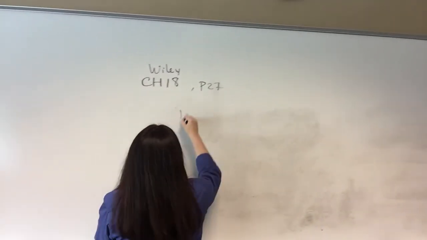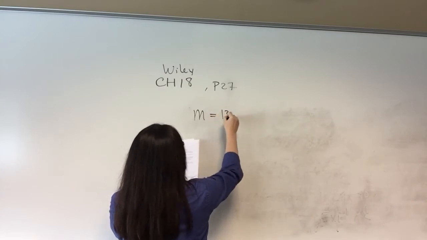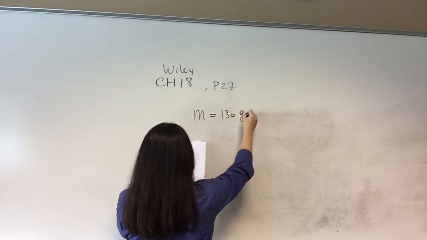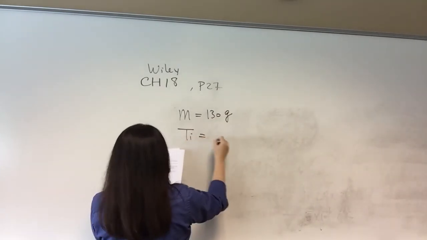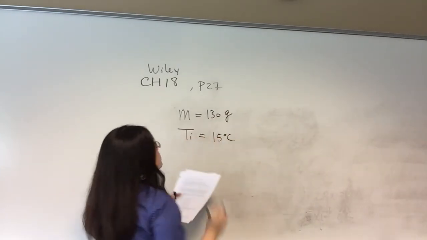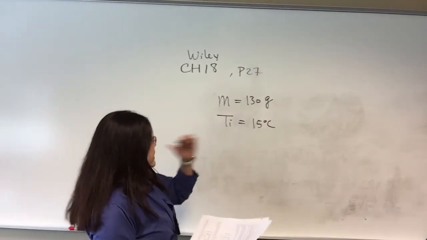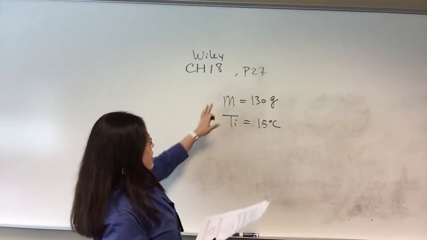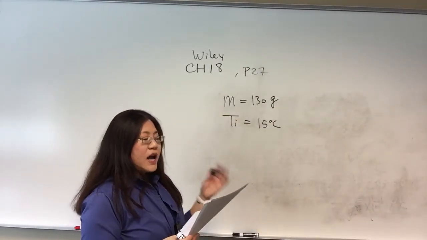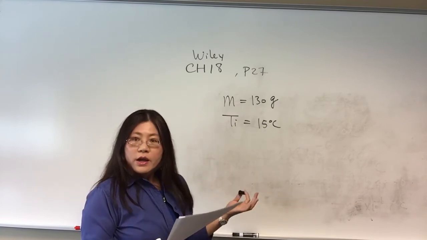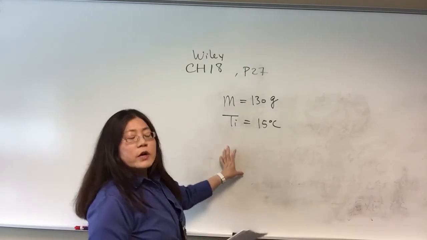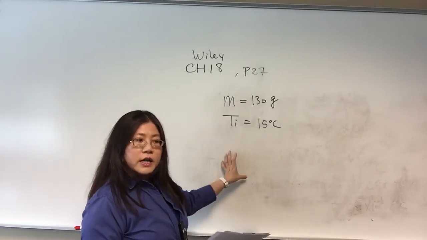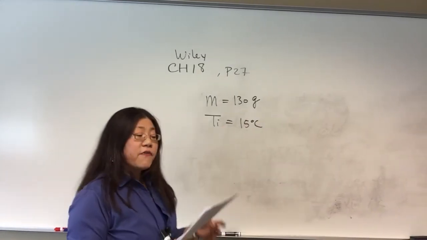So you have the mass of the silver, which is 130 grams, and the initial temperature, TI, is 15 degrees Celsius. Silver at 15 degrees Celsius is in solid form, and you want to find the minimum energy that is required in order for it to melt. So you can see that it's going from solid to liquid, so there is a phase change.